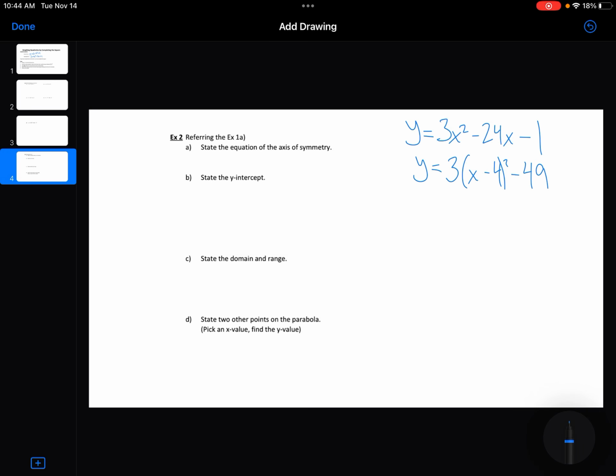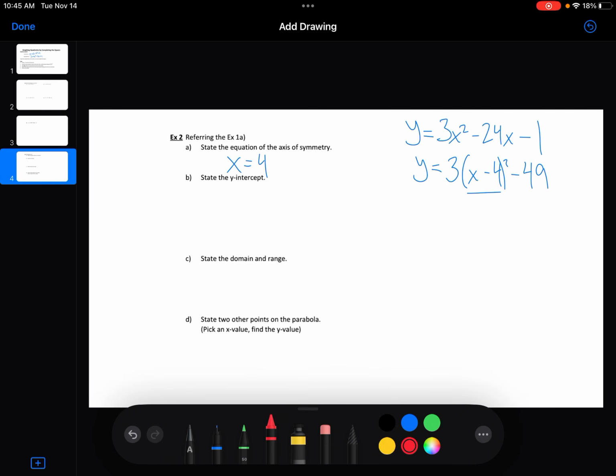So if I wanted to look at this, state the equation of the axis, well, that's going to be here. Okay, that's the x value for my vertex. So that's x equals 4. My y-intercept, I just make x 0 in either of the equations, so I would choose this one, and I would get my y-intercept to be y equals negative 1. My domain is always going to be negative infinity to positive infinity. My range, this is facing up because I have a positive a value. So my range is going to be from negative 49 to infinity.